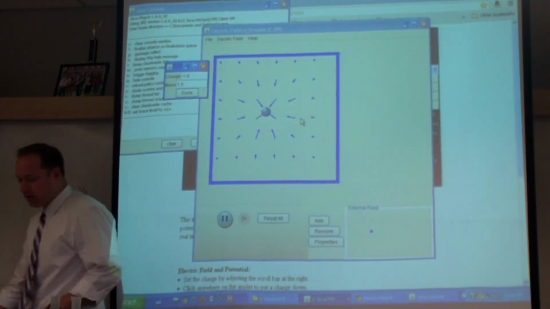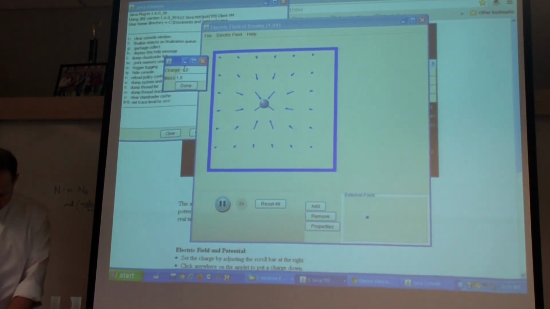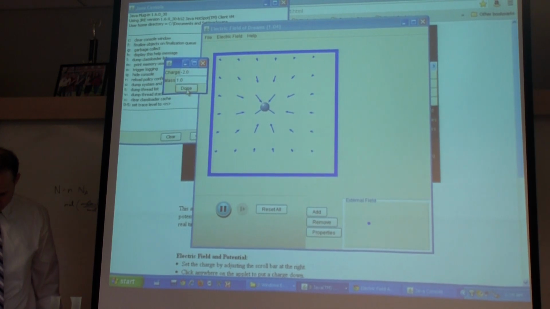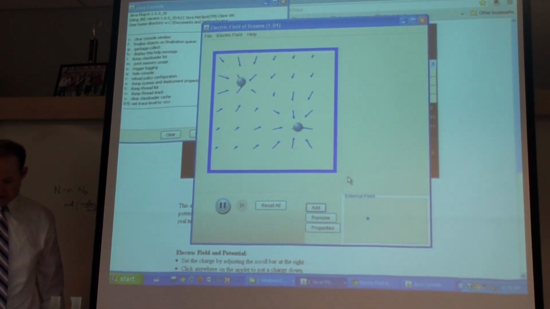If I change the magnitude of this charge, I don't know if that did anything. Oh, add, uh-oh, now they're bouncing around. Pause.